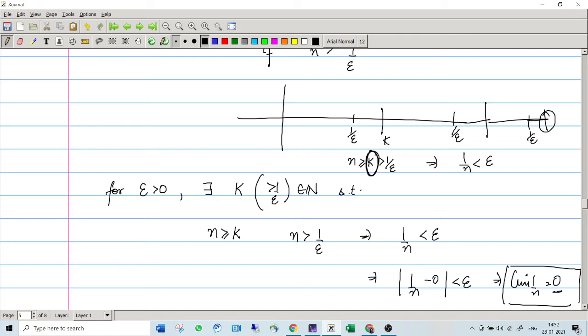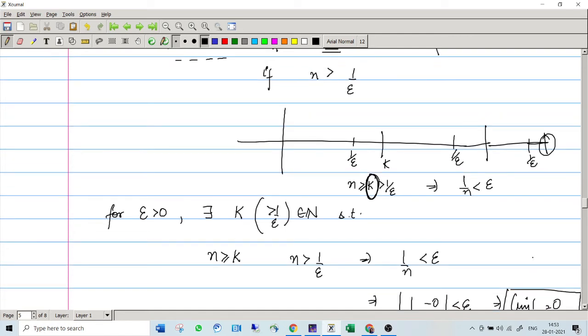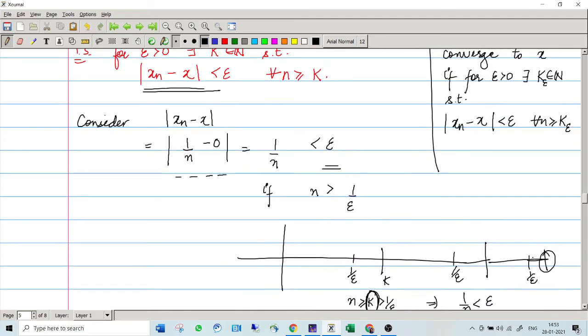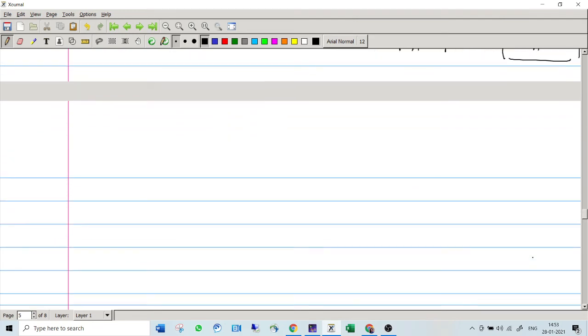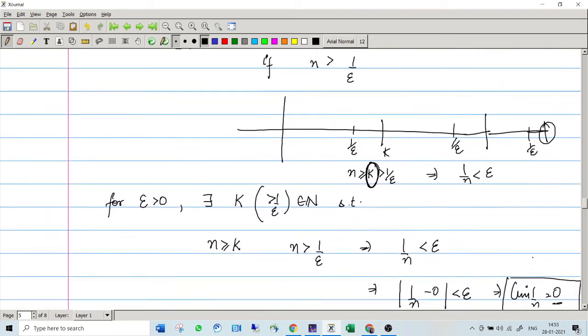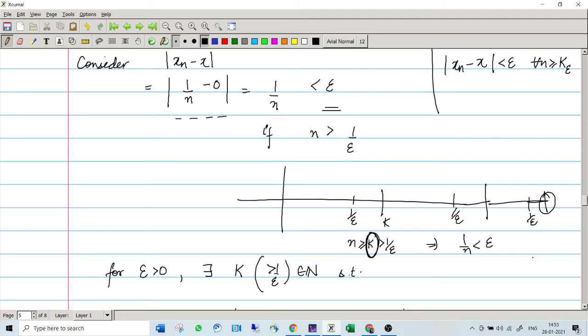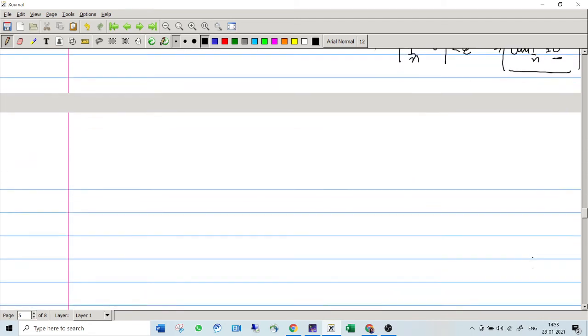Ma'am, can you give an example for the same concept? See, you have the example 1 by n, and we'll consider one more example. The 1 by n example is clear, right? Yes, ma'am. So okay, let us consider one more example for this.